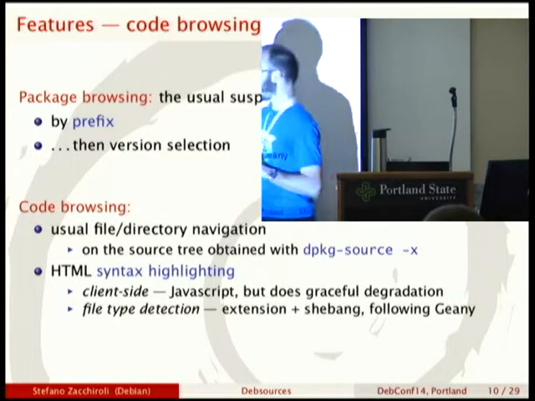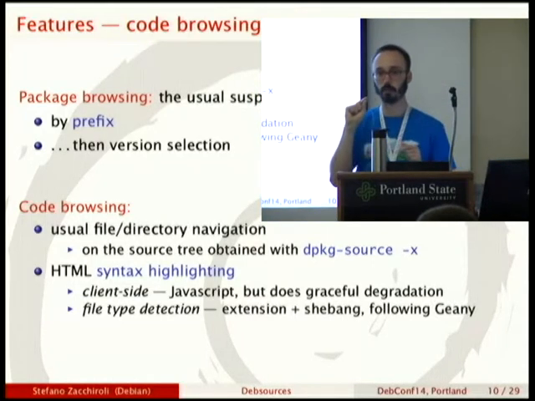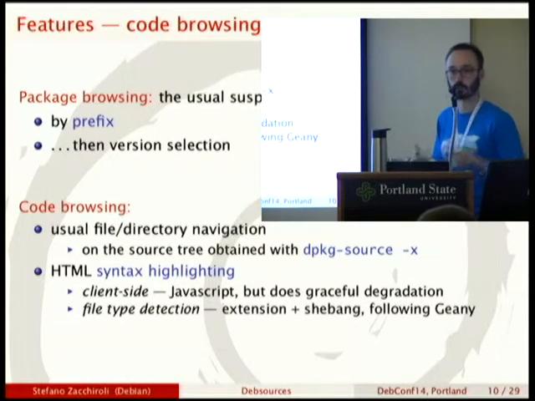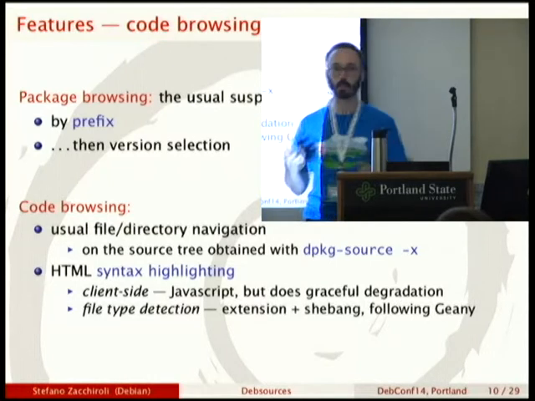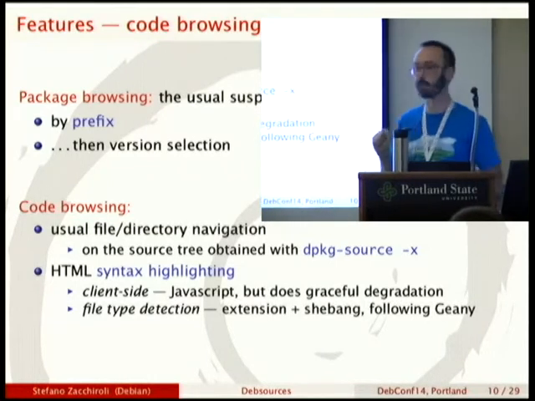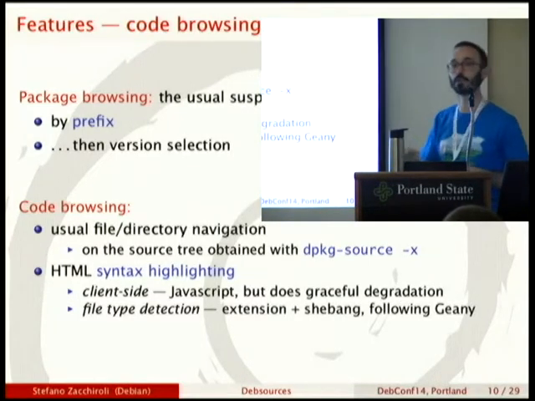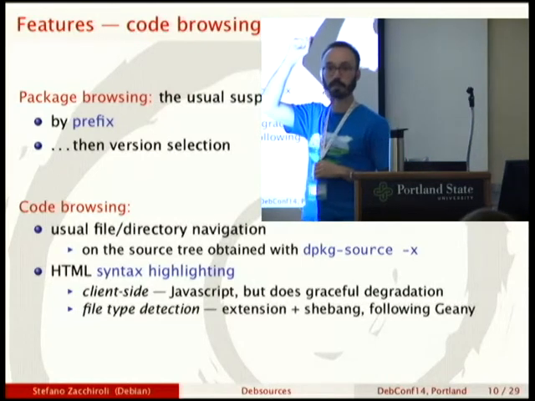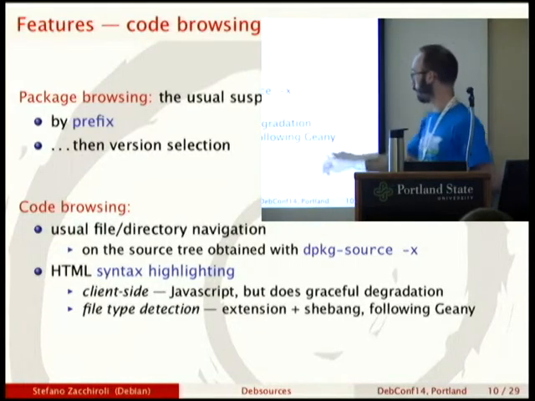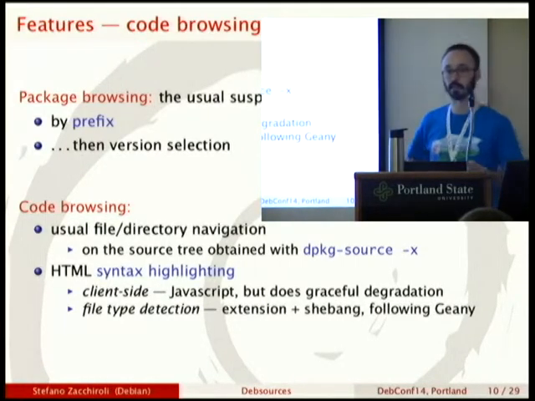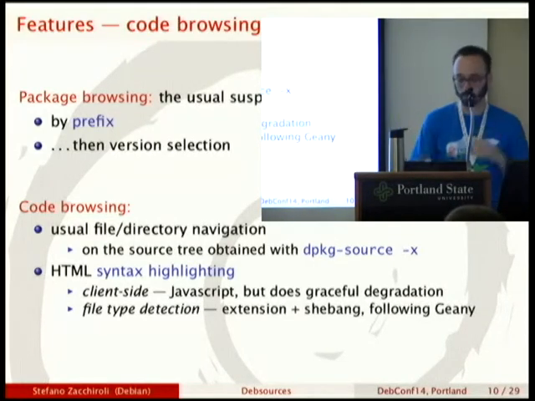What you have is HTML syntax highlighting, so depending on the source file you are looking at, it will recognize the language and try to do some syntax highlighting in your browser. It's client-side: everything is delivered to your browser, and a JavaScript toolkit does the syntax highlighting there. There is some file type detection based on both the extension of the file and the shebang line, if it exists, meaning that we will recognize Perl files even if the name of the file is not .pl. This is thanks to the Geany people. Geany is an IDE, and they shared their rules with us. We have adopted them, and they just work, for the most part, very well.